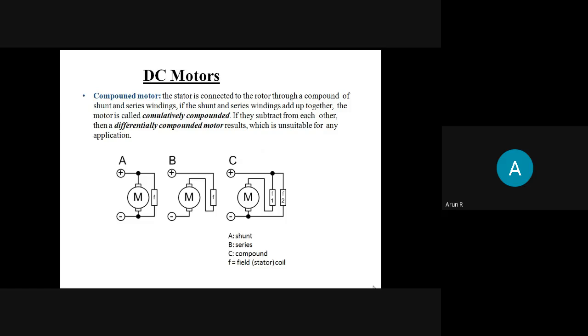So you can see the arrangement. A shows the arrangement for the shunt motor, that is, the motor is in parallel with the field coil or stator coil. In figure B, you can see the series arrangement of the DC motor, where the motor and field or stator coil are in series. In C, it is compounded, that is, the stator coil is both in series and parallel when compared to the motor connections.